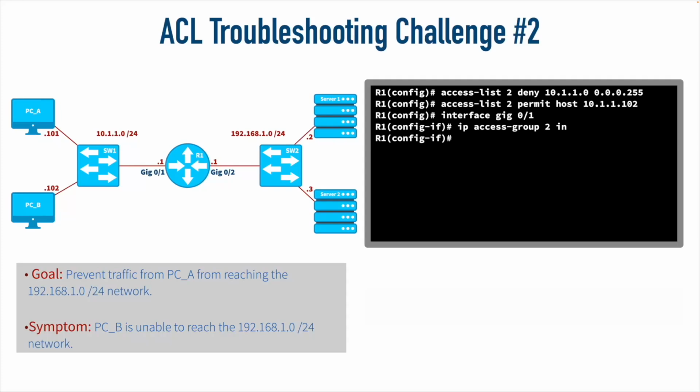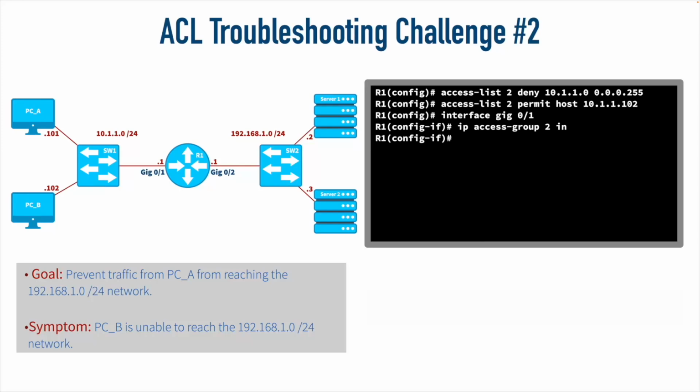I'm saying I want to permit host 10.1.1.102. That's PCB. I'm saying I want to explicitly permit it, but it's still not able to reach that network on which the servers reside. Again, you might want to pause the video and then resume the video once you have your solution.